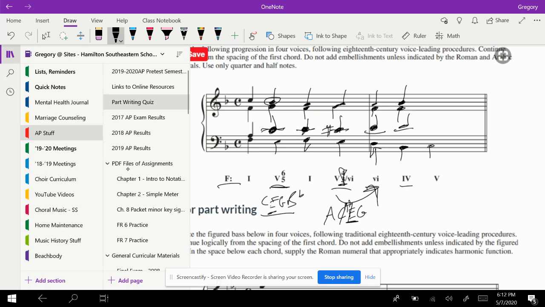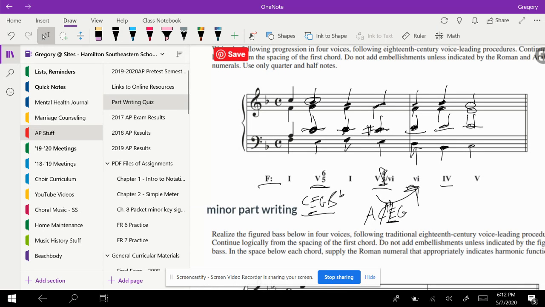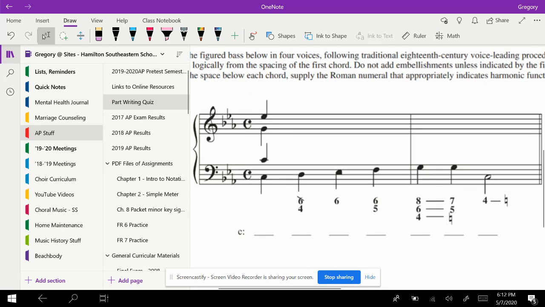Then for the last chord, we want to double the root with the C, and then we have the E and the G. And that would give you a nice clean part writing for the major example. For the minor example, this one is in C minor.